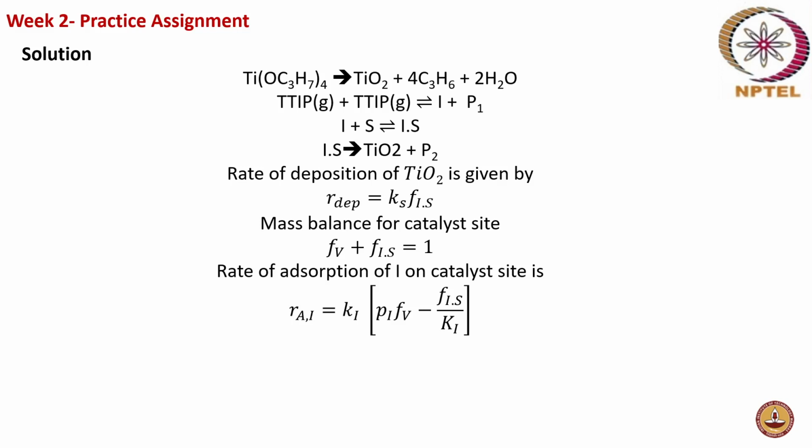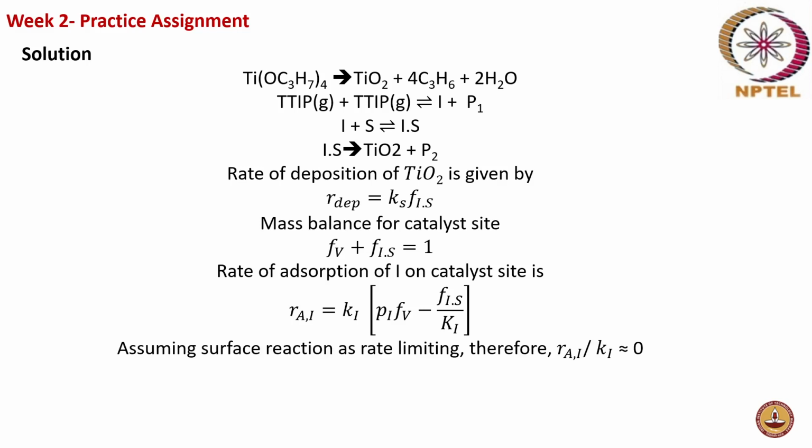So it will look like this. Since it is a reversible reaction, the rate of adsorption of I is Ki into the partial pressure of I into the fraction of vacant sites minus the fraction of sites occupied by I divided by the equilibrium adsorption constant of I. Because you are writing the forward rate constant Ki outside, you are dividing by the equilibrium constant in the denominator. Now let us assume the surface reaction, the rate of deposition, is the rate limiting step. Then what happens? The adsorption rate is equal to 0 at equilibrium conditions.